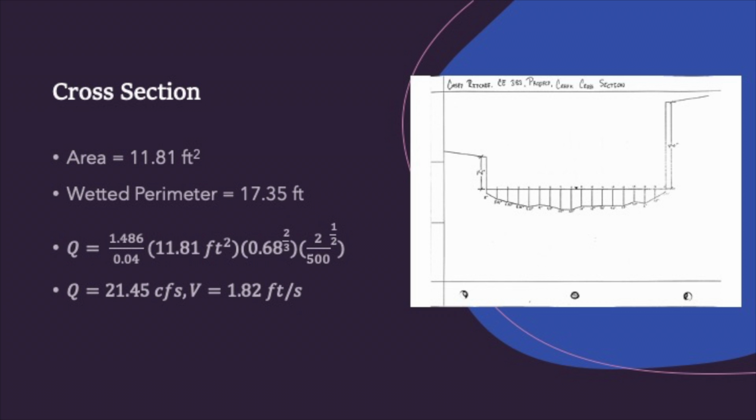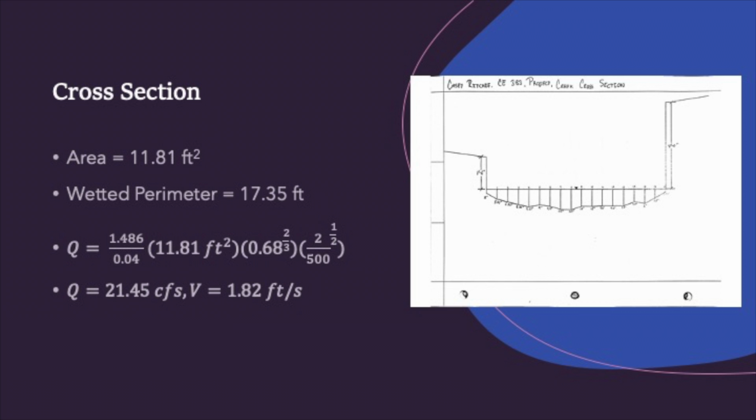Then to get a little more in depth, I have attached Manning's equation. Since we're in US units, it's 1.486 over Manning's roughness coefficient n, which I found to be 0.04 from the tables. The area again is 11.81 square feet. The hydraulic radius came out to be 0.68. For the slope, I used a couple of applications on my phone and also my eyes to figure out how much vertical depth it dropped over 500 feet, because I went 250 feet upstream and downstream, and it came out to be about 2 feet of drop.